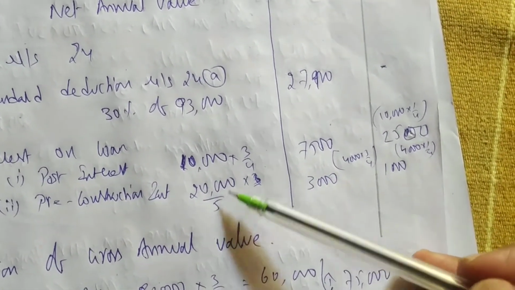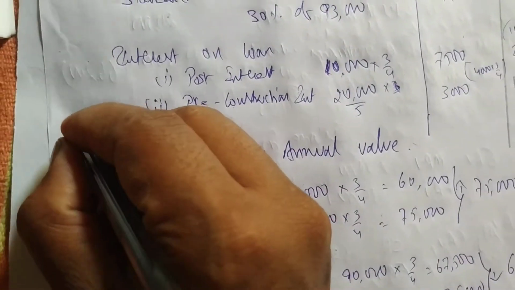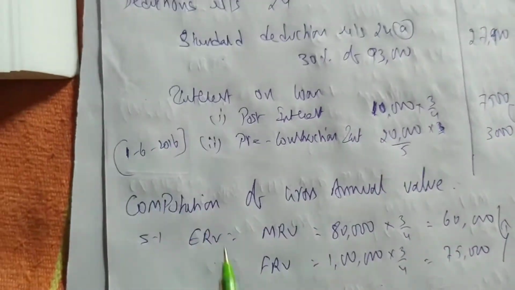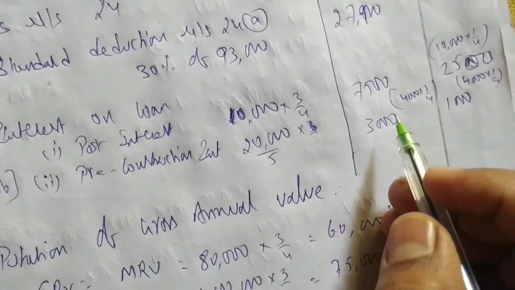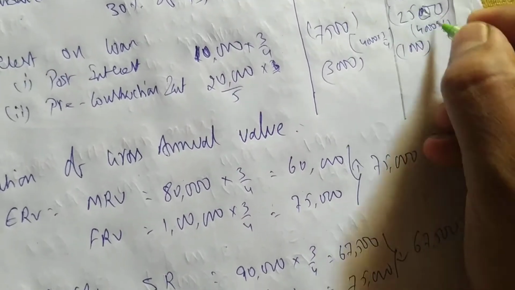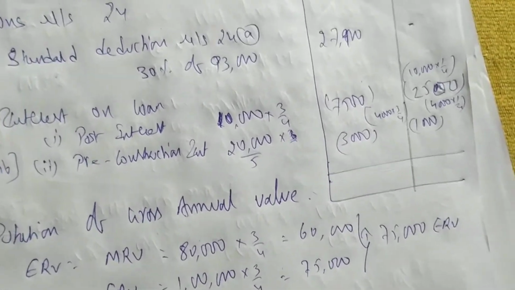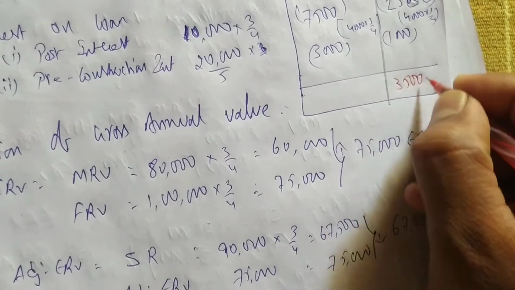So how to do first pre-construction? 20,000 divided by 5, and it is taken, the date of construction is completed on 1st June 2016. So this is after 2015. Okay, so divide by 5, we know this rule. So 3,000 and 1,000. And let us do deductions. So we get a self-occupied property always loss. So 2,500 plus 1,000, we are getting negative 3,500 as loss.